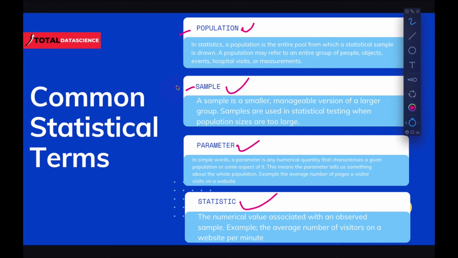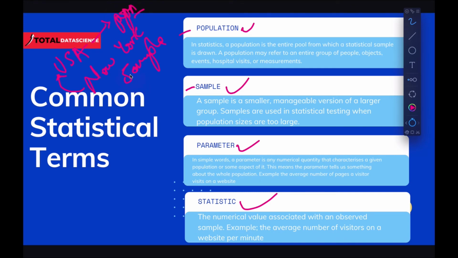If we consider population, it is actually the whole set of data points that you have. For instance, if you take a country, the whole United States of America is the population. If we take the population of New York, which is part of the USA, New York becomes a sample, and the whole United States becomes the population.